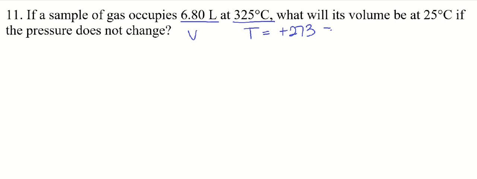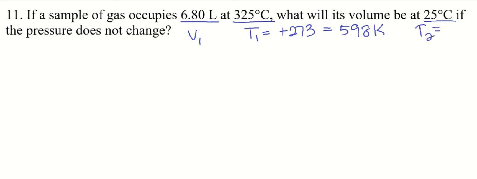So 325 plus 273, we'll turn that into kelvins, which is 598 Kelvin. And that'll be our temperature. It looks like the temperature is going to change, so let's label that T1, and that's going to be V1. So we have a change in conditions here, so you can use the combined gas law. This is going to be T2.